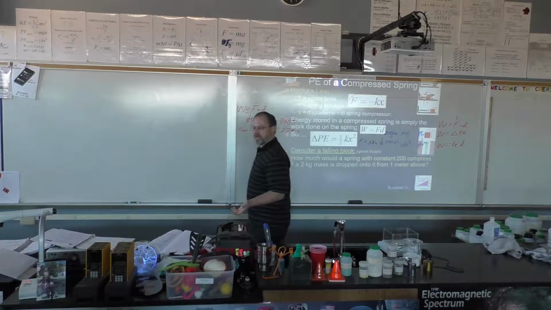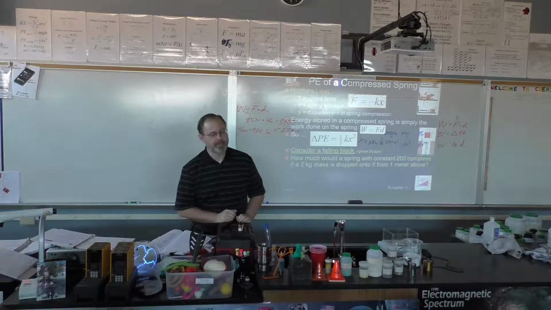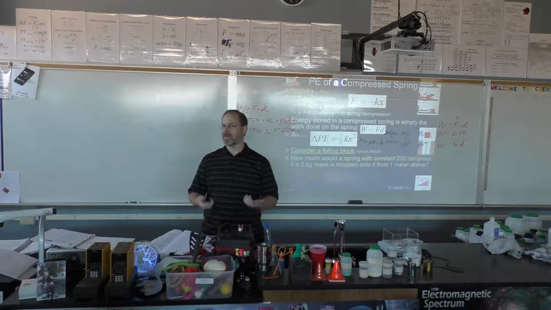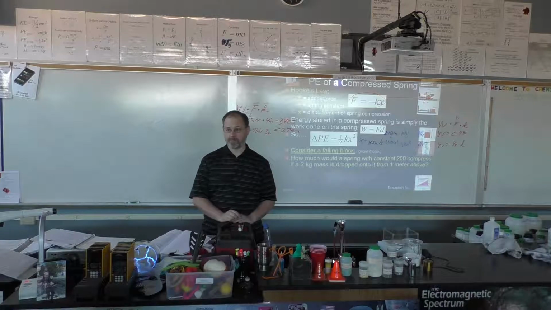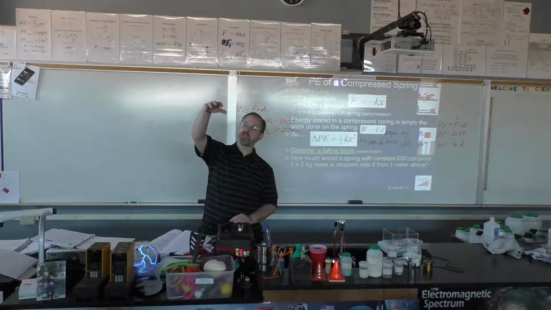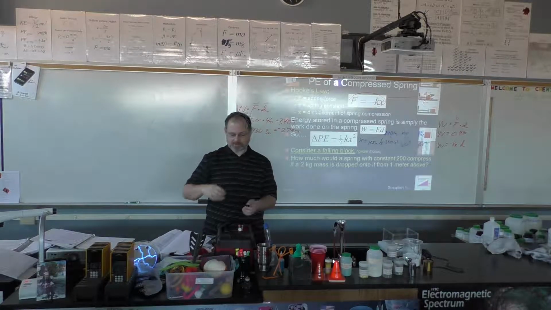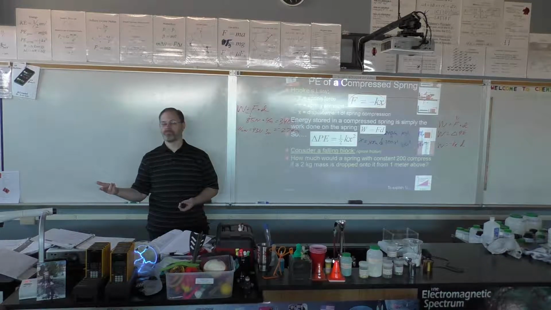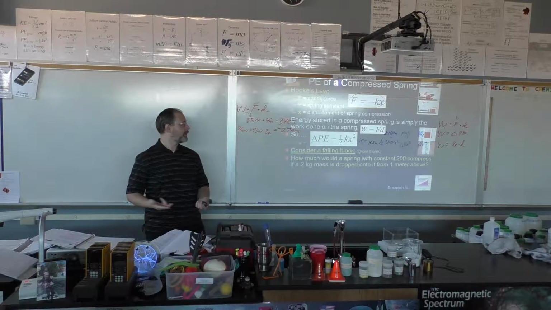Does this make sense, what we just did? We took a whole bunch of potential energy, first converted it to kinetic, and then that kinetic turned into potential energy in the spring. All the stored potential energy that was dropped got compressed into the spring, and we just said mgh equals 1/2 kx squared. Cool?